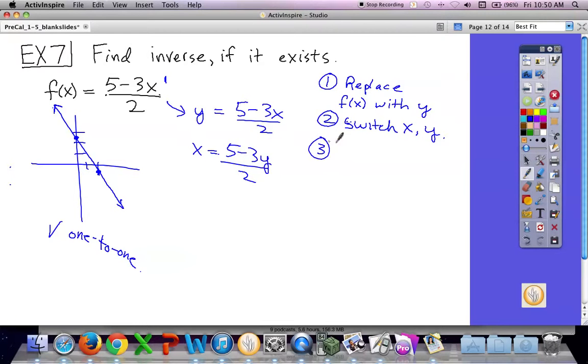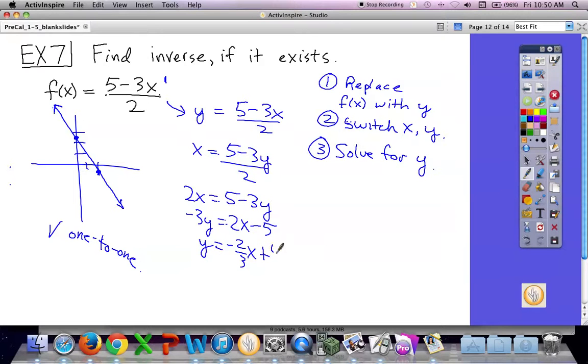Third, solve for y. So that's what we'll do next. Right? Now we have to solve for y, because we switched them, it's no longer solved for y. So first step, multiply by 2. So 2x equals 5 minus 3y. Right? Negative 3y equals 2x minus 5. I just switched sides on that as I did it. And then divide by negative 3. Negative 2/3 x plus 5/3.